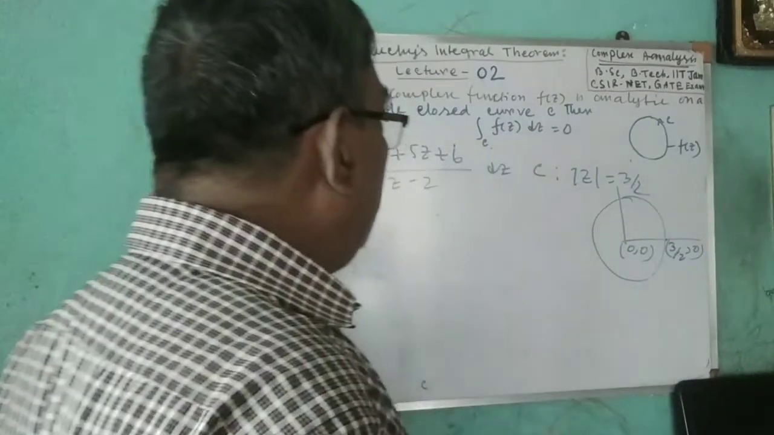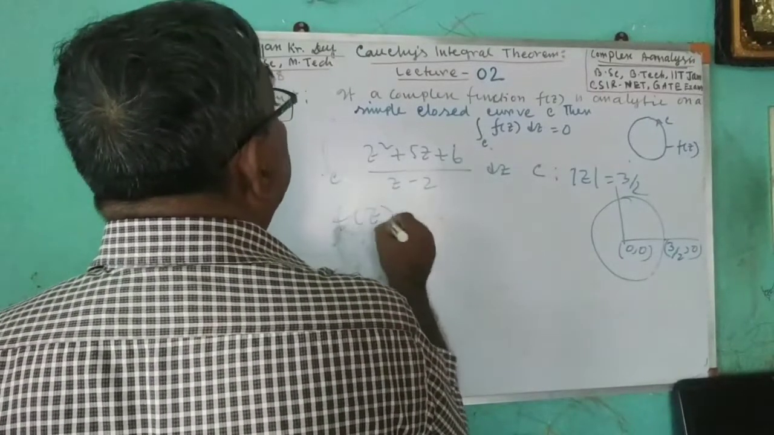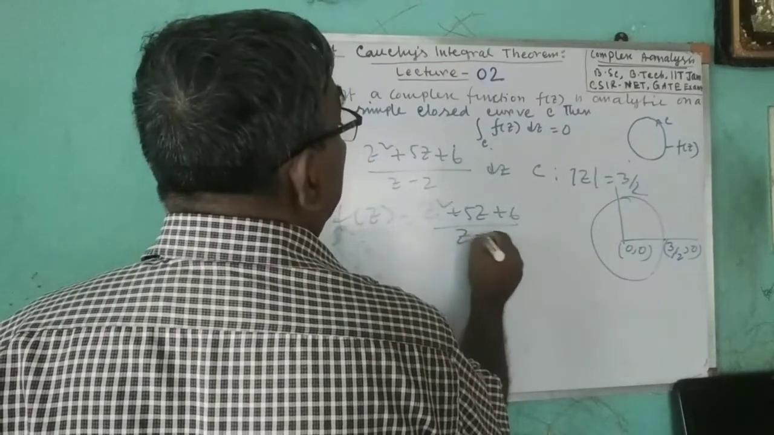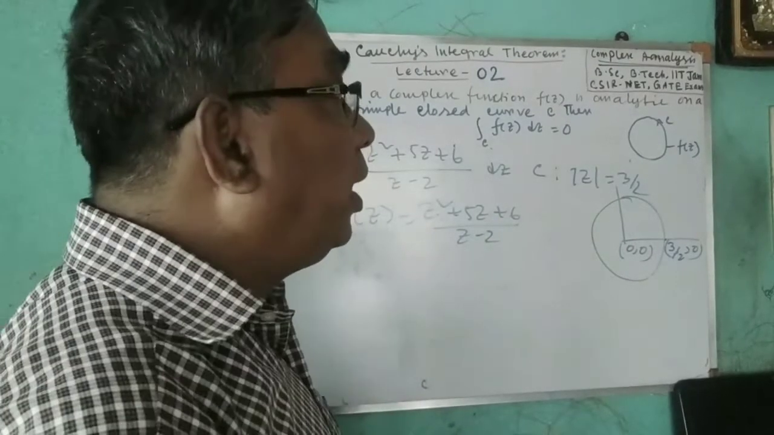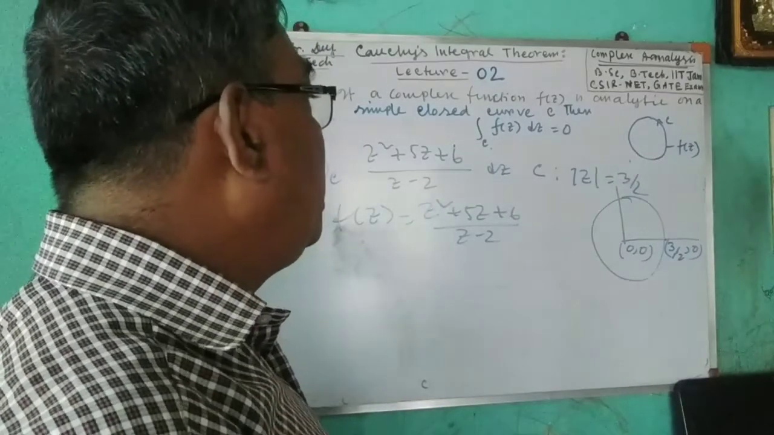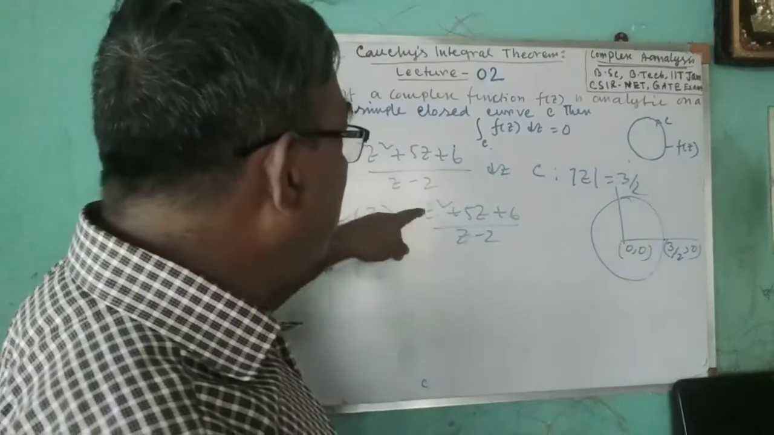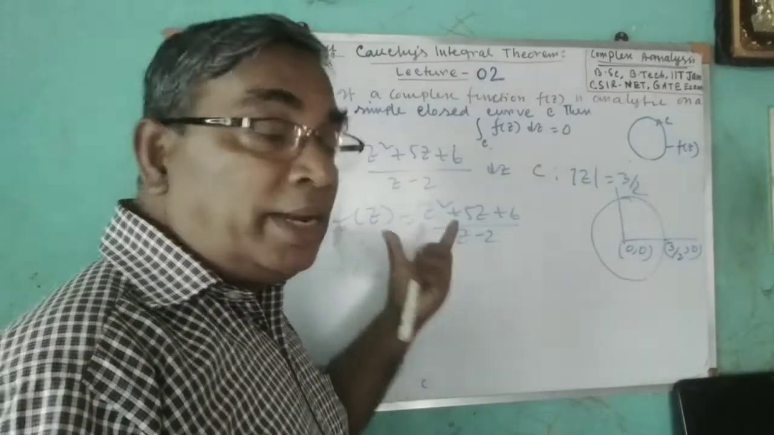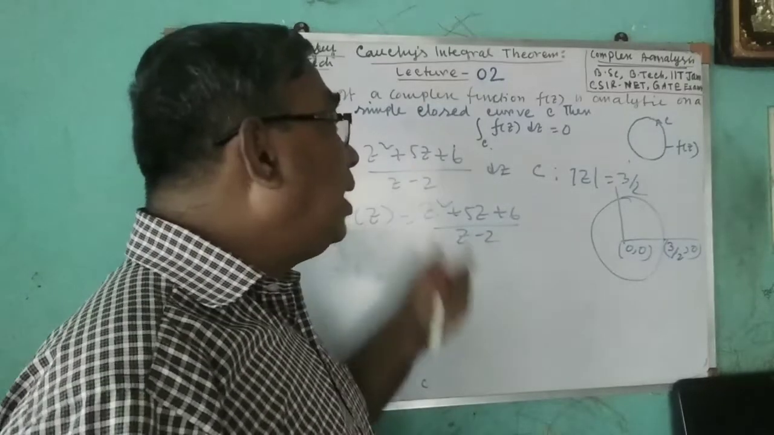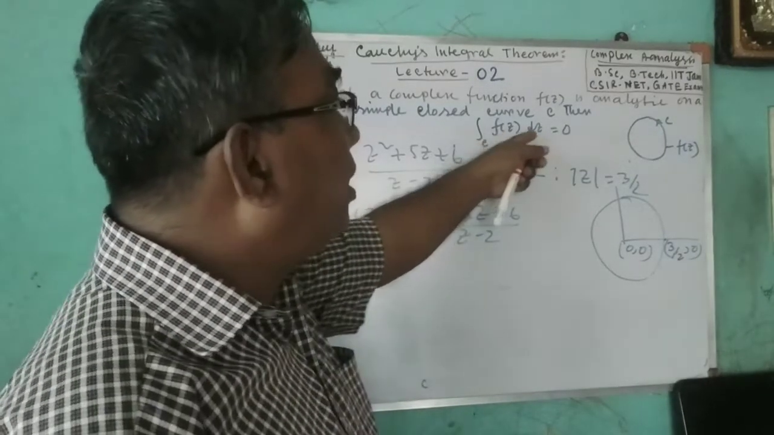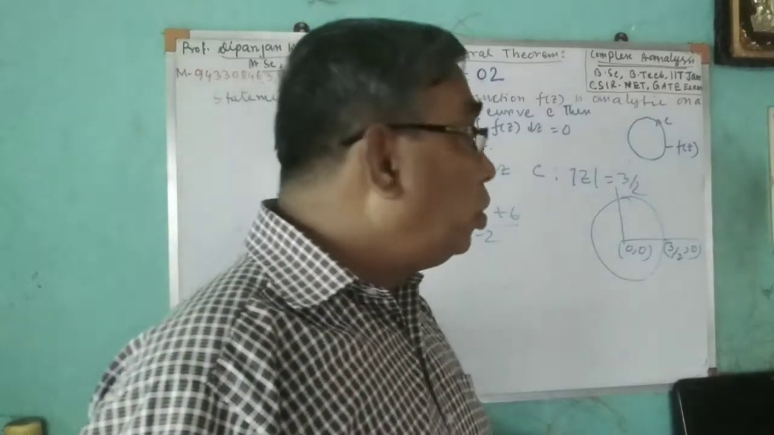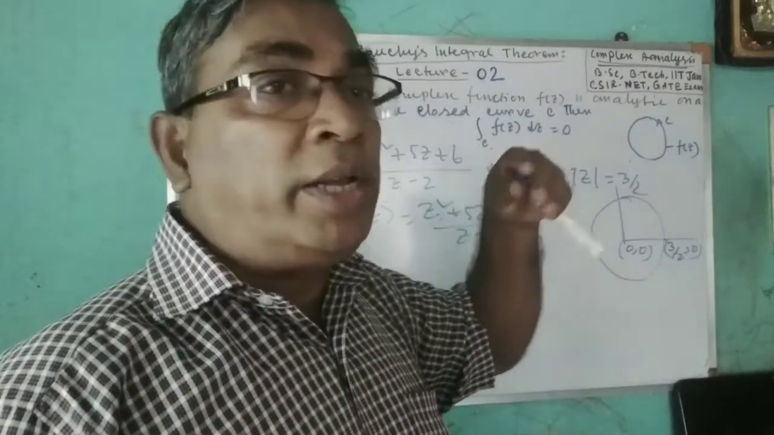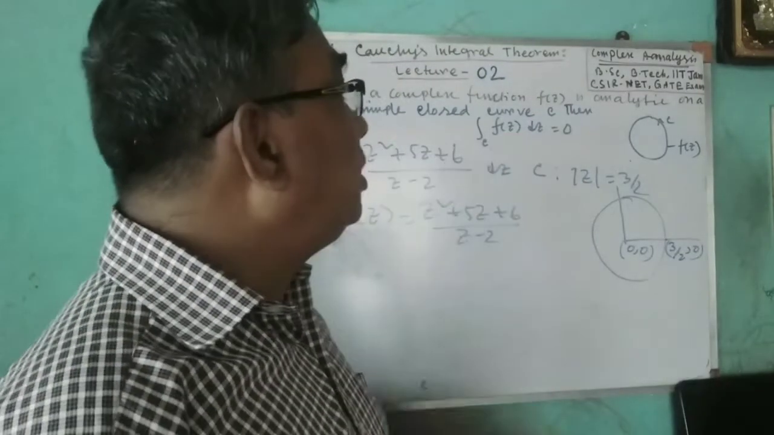Now we have to check f(z). What is f(z)? That is z square plus 5z plus 6 by z minus 2. This is not an analytic function. If only f(z) equals z square plus 5z plus 6, then this is an analytic function. When f(z) is an analytic function, then the integral of f(z) dz is equal to 0, and directly you will write 0 for any closed curve.